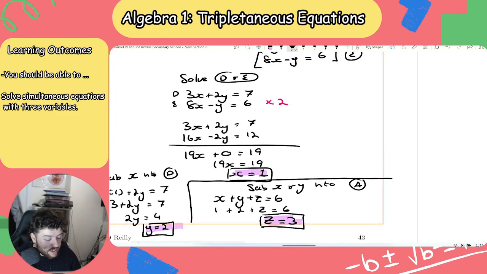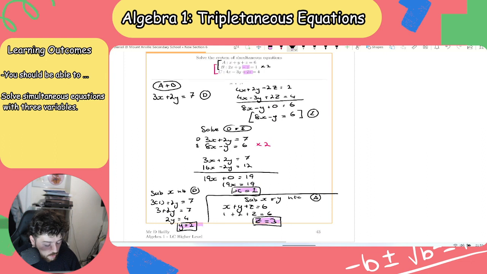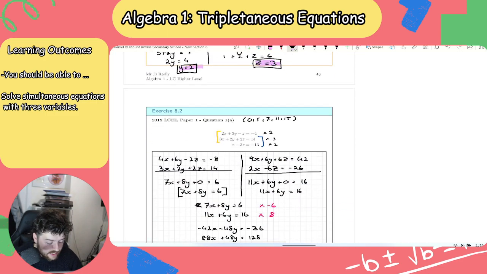We check our answers by subbing them back in like we usually would. So if I sub in x is 1, y is 2, and z is 3 into all of these equations, they should all work out perfectly fine. So let's look at some exam papers.